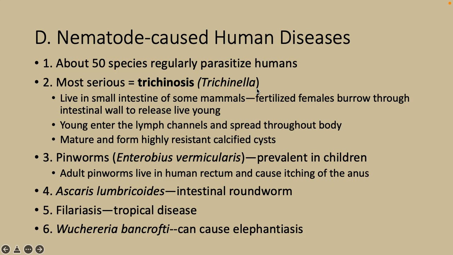They live in the small intestine of some mammals, and then the females will burrow through the intestinal wall to release their live young. Those live young enter your lymph channels and spread throughout the body, and then when they mature, they form highly resistant calcified cysts.